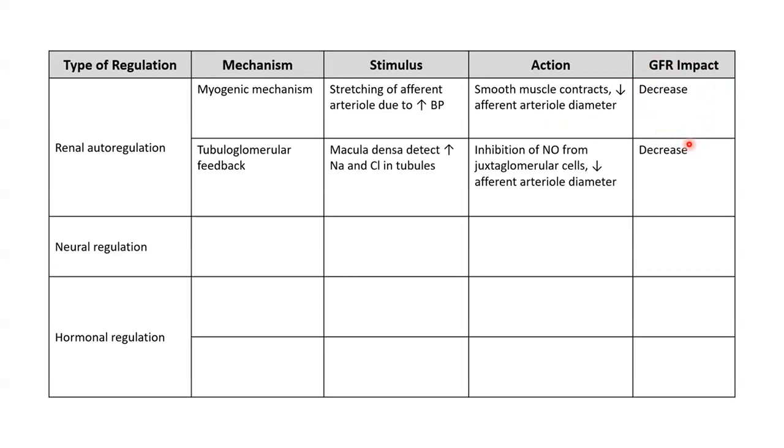Our myogenic mechanism then is when we have our macula densa cells detect the increased sodium and chloride in the renal tubules. That causes the inhibition of nitric oxide from our juxtaglomerular cells. That causes the afferent arteriole to constrict. With less blood going into the glomerulus, again, we have a lower glomerular blood hydrostatic pressure, which decreases our glomerular filtration rate.